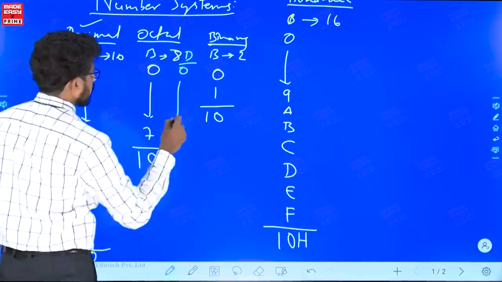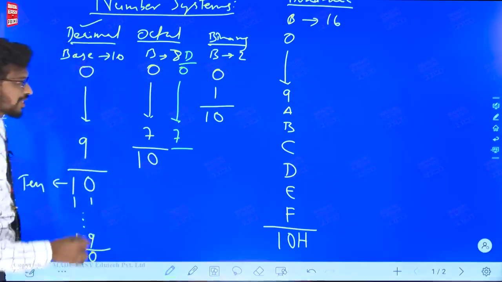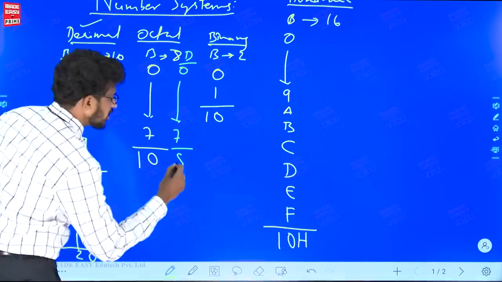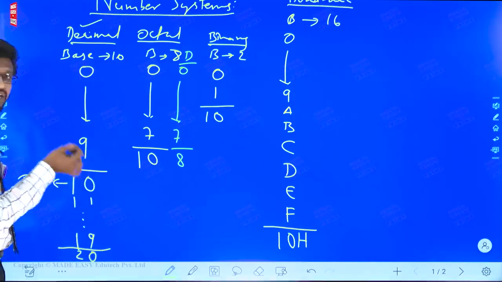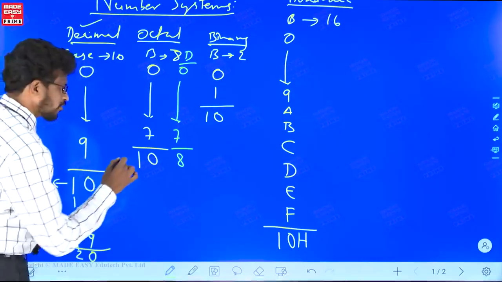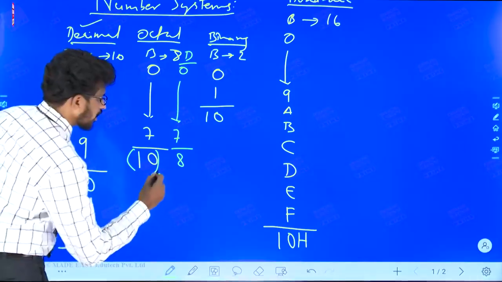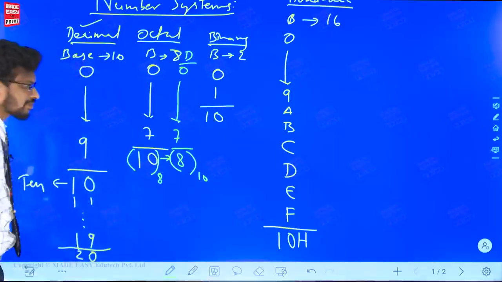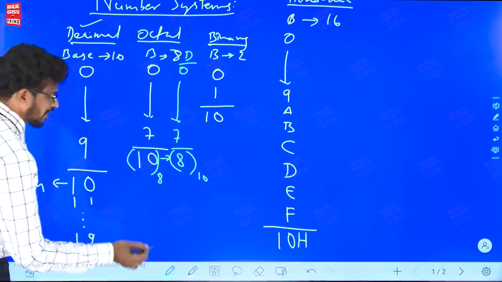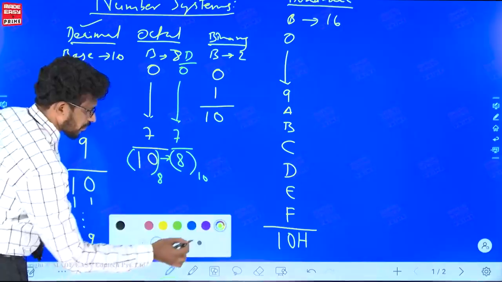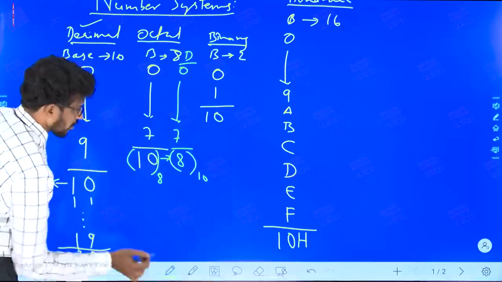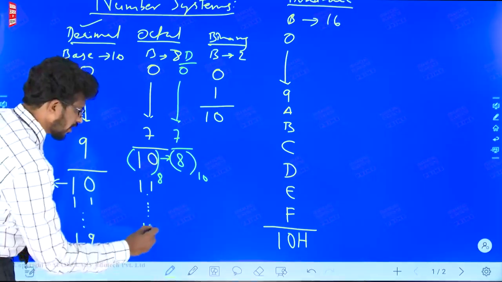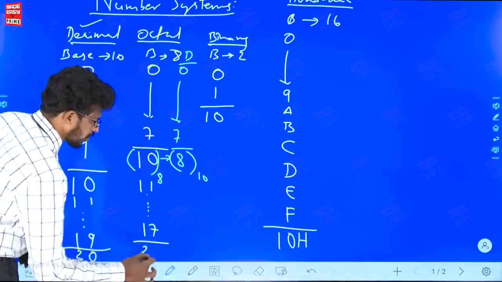So 0 to 7 story is same. But after this, the next value in the octal is 10, but the next value in the decimal is 8, because there are 2 more values in the decimal system. And that is why we say the decimal equivalent of the octal value 10 is 8. It goes on continuing. For example, say 11, 12, and so on, till 17 only. The next value will be 20.